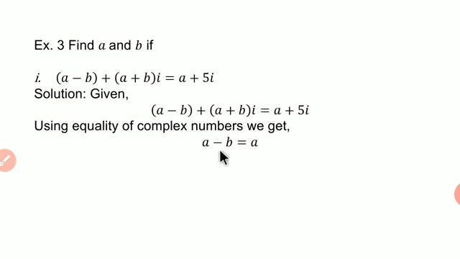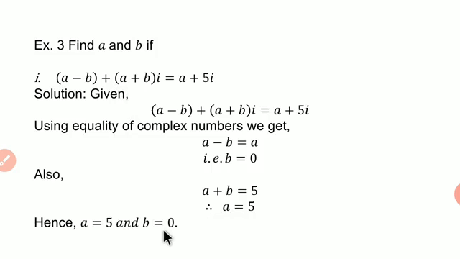A minus B is equal to A. Since here A gets cancelled, we remain with minus B is equal to 0, that is B is equal to 0. Also using equality, we get A plus B is equal to 5. If we compare their imaginary parts, we get A plus B is equal to 5. Now put here the value of B as 0, we get A plus 0 is equal to 5, means A is equal to 5. Therefore we get A is equal to 5, and hence we get the values of A and B. Hence A is equal to 5 and B is equal to 0.